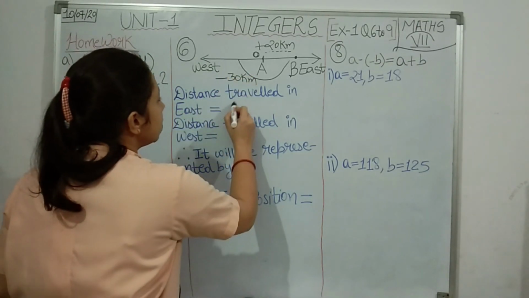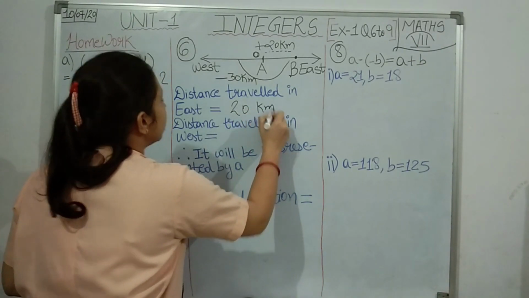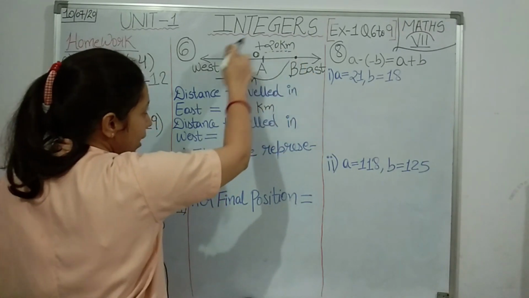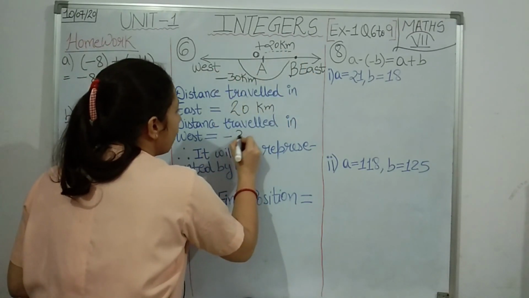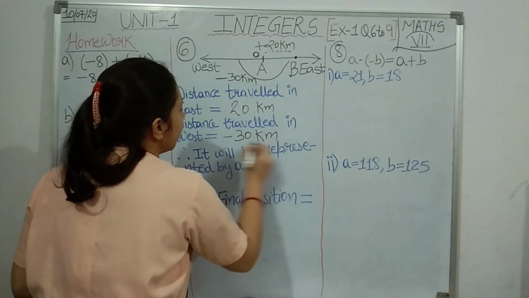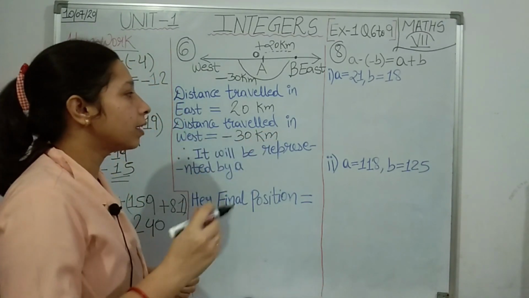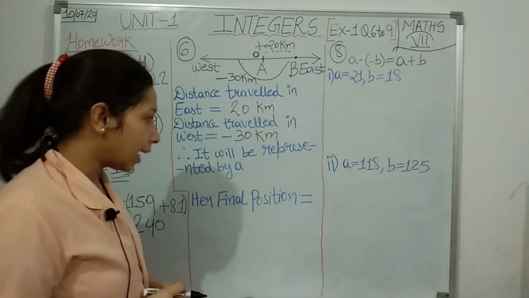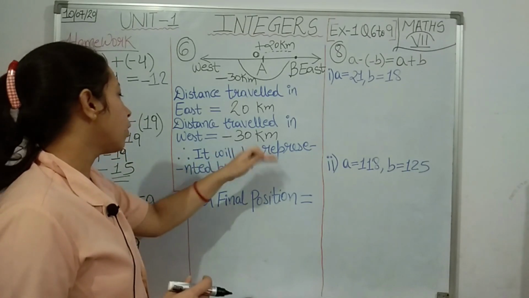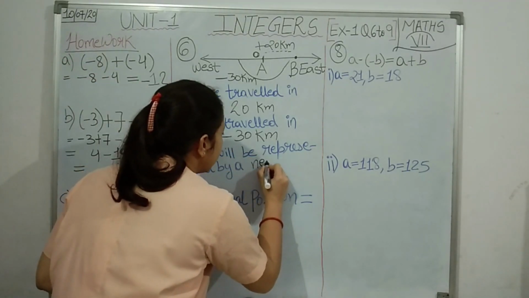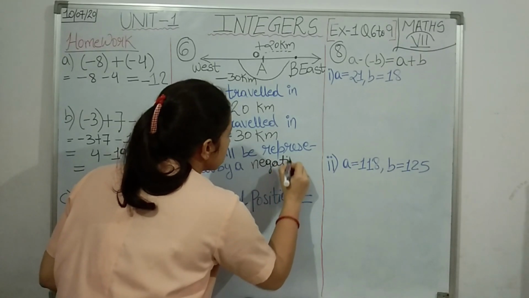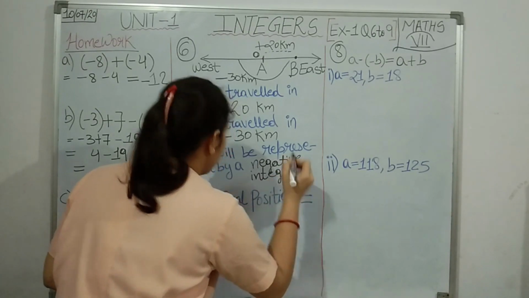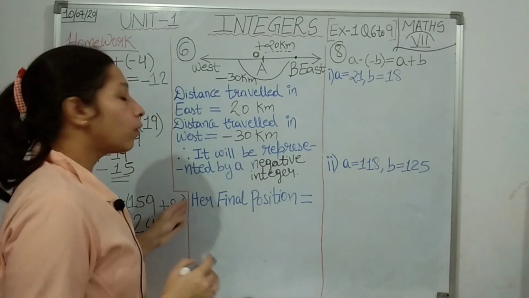How much has she travelled in east? 20 kilometers. Then the next step, distance travelled in west. From B she has moved towards west and she has covered 30 kilometers. I am writing here minus 30 kilometers. Why minus 30 kilometers? Because we are representing this distance towards west using a negative integer. Therefore it will be represented by a negative integer. This is the first part of the question that I am writing. Okay, negative integer. Fine.